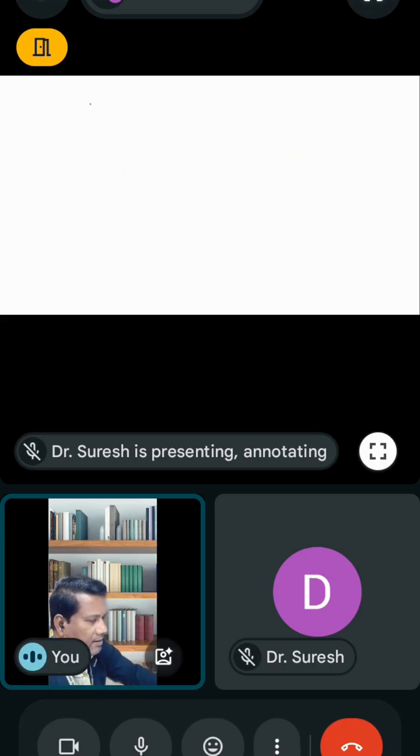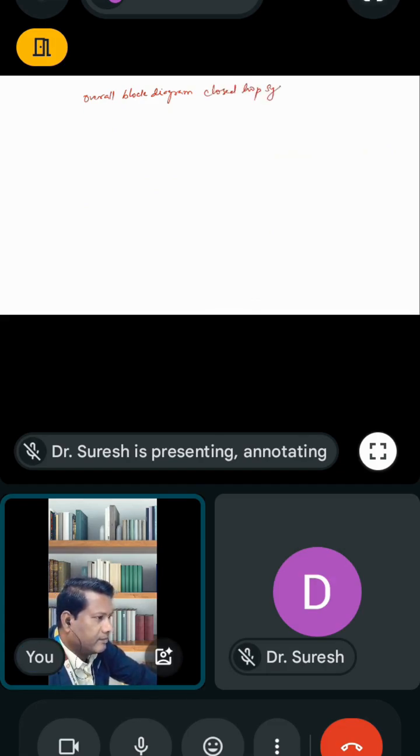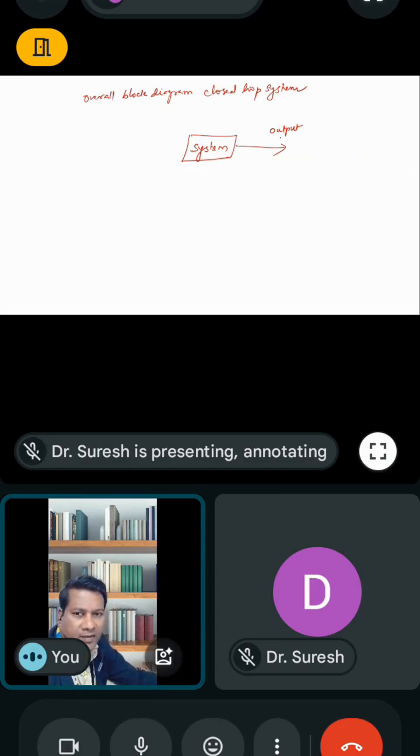Now we'll see the overall block diagram of closed loop control system. First start with a system which is to be controlled. The system output we have to control or maintain at the desired value.